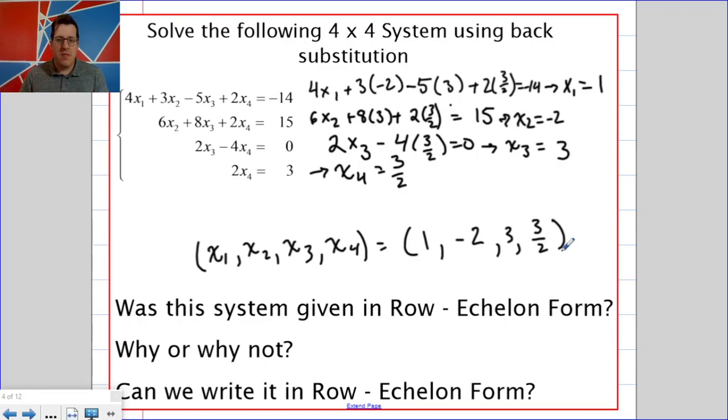This system wasn't given in row echelon form because every row didn't start with 1. But if we wanted to, we could write it in row echelon form by, say, dividing the first row, the entire thing, by 4. Or the second row, I should say, and the second row dividing by 6, and the third row dividing by 2, and the fourth row dividing by 2. However, that might not be the fastest way to do the problem, and that's something that we're going to be examining as we go along in this unit.